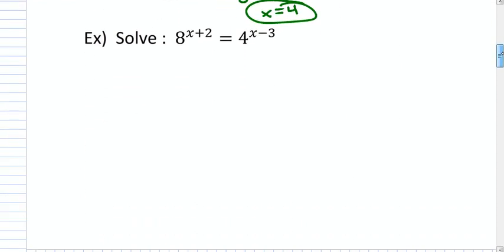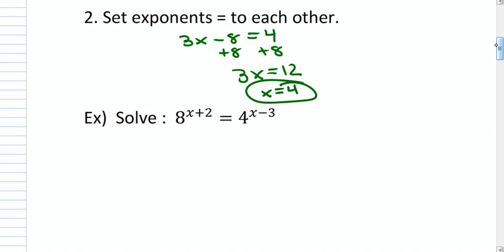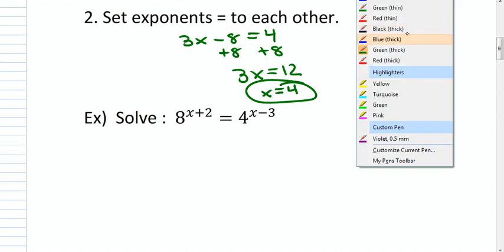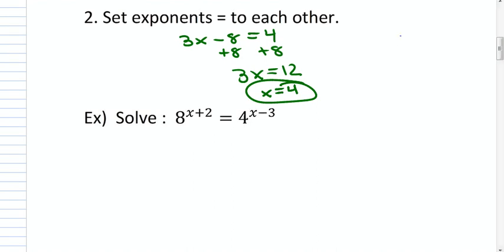This next example, we're going to do the same thing, except it's not as easy to tell what the base should be, because 8 is not a power of 4, and 4 is not a power of 8. But they both are powers of 2. 8 is 2 to the 3rd, my fault, and 4 is 2 squared.